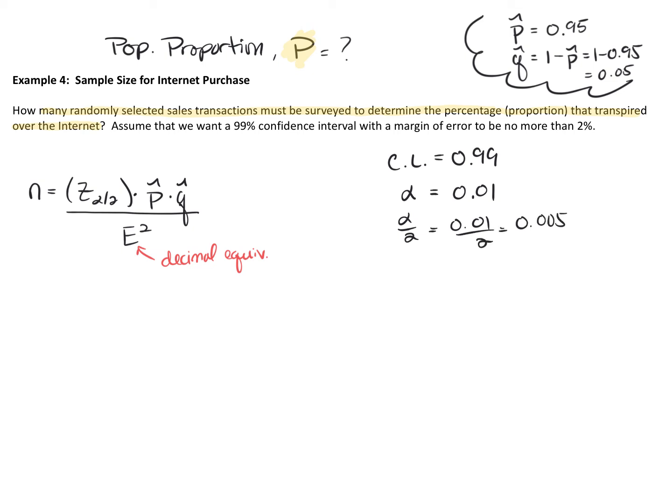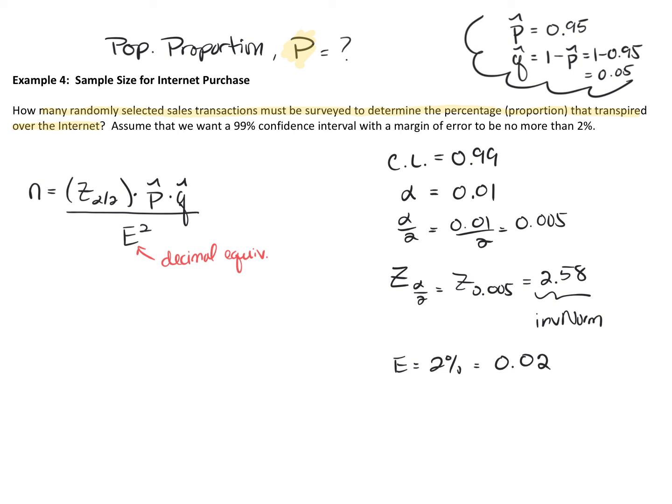And if you've watched the previous videos and the other examples, you'll see that the critical value that corresponds with an area to the right of 0.005 is a critical value of 2.58. If you're not sure how to get that, you would use inverse norm. So please watch one of the previous videos on how to get that critical value. Okay, now the only other piece of information, let me write down my margin of error here, 2%, and then go ahead and convert that to the decimal equivalency.